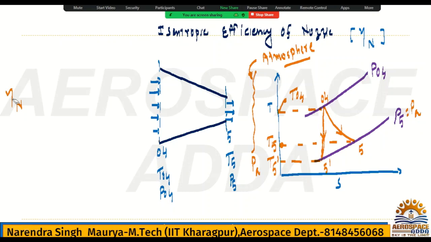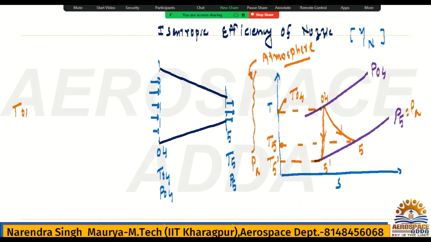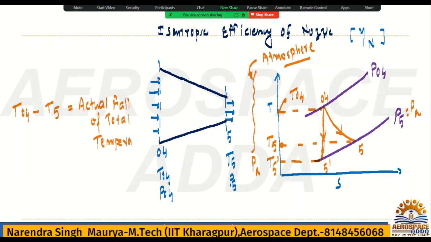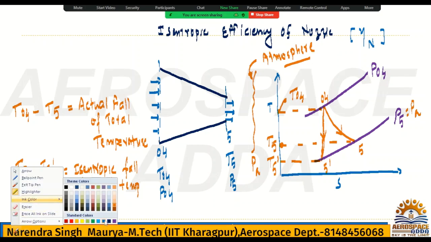So I must say, before writing the nozzle efficiency, check this: T naught 4 minus T5 is the actual fall of total temperature. And what is T naught 4 minus T5 dash? It is the isentropic fall of total temperature. Okay, these 2 points need to be remembered here.